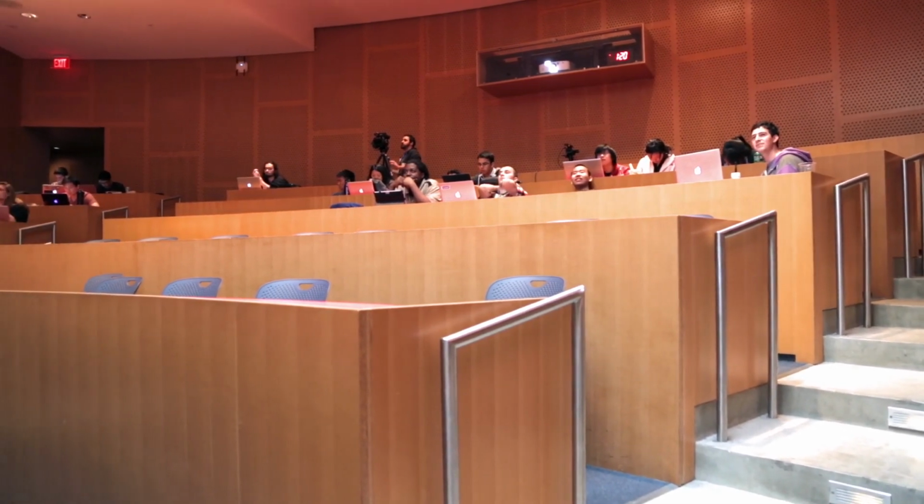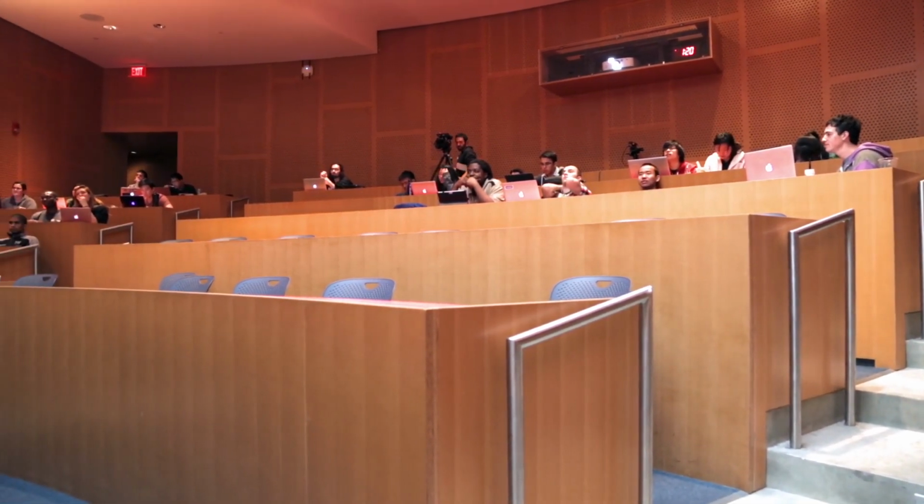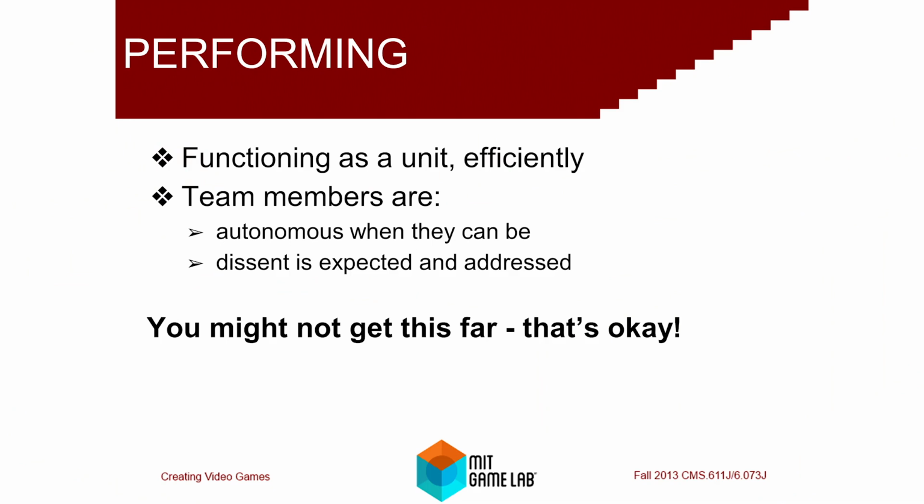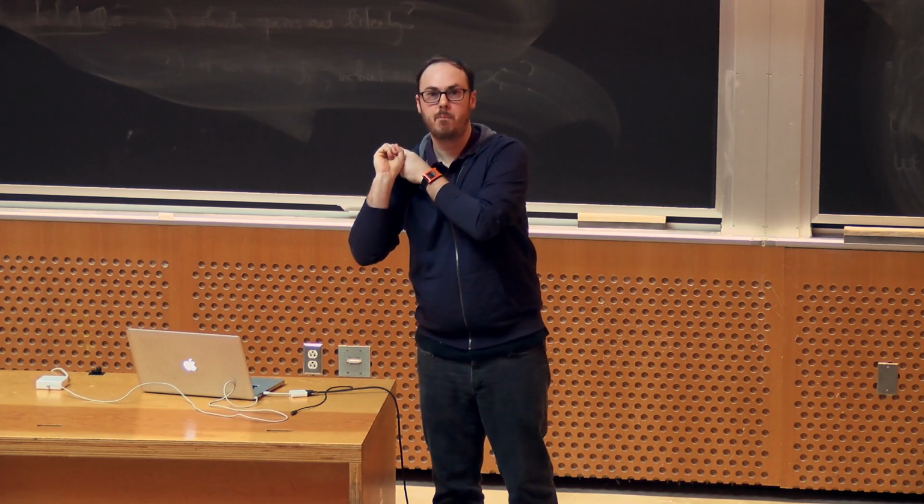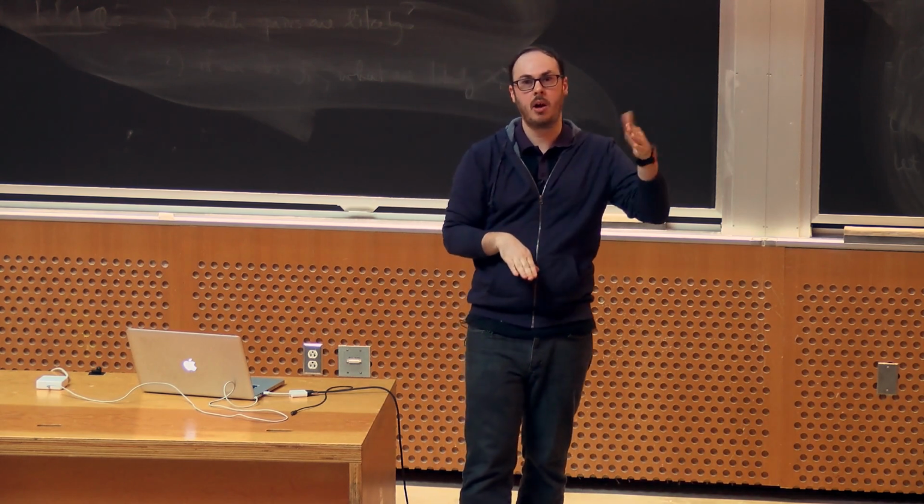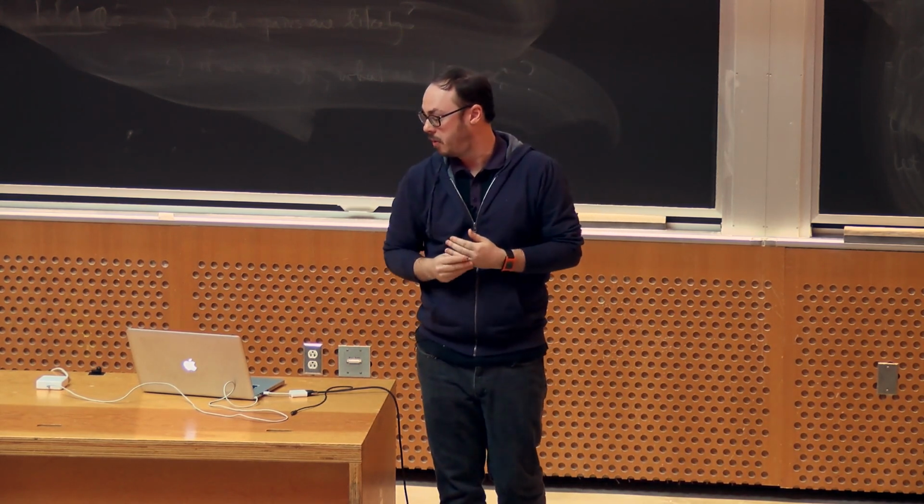All right, so is anybody performing? Are you functioning as a unit efficiently? Are your team members already autonomous? Is dissent expected and addressed right now? This is where you want to get to. You probably aren't this far yet. My bets are probably somewhere in the storming area of things, maybe getting close to the norming area of things.